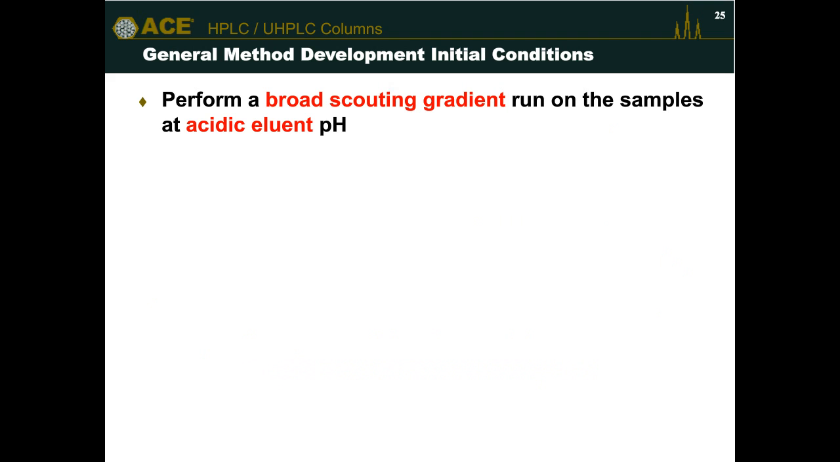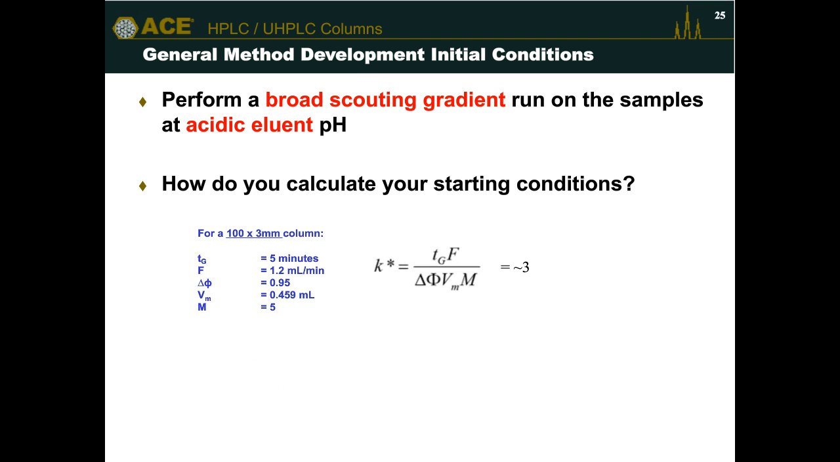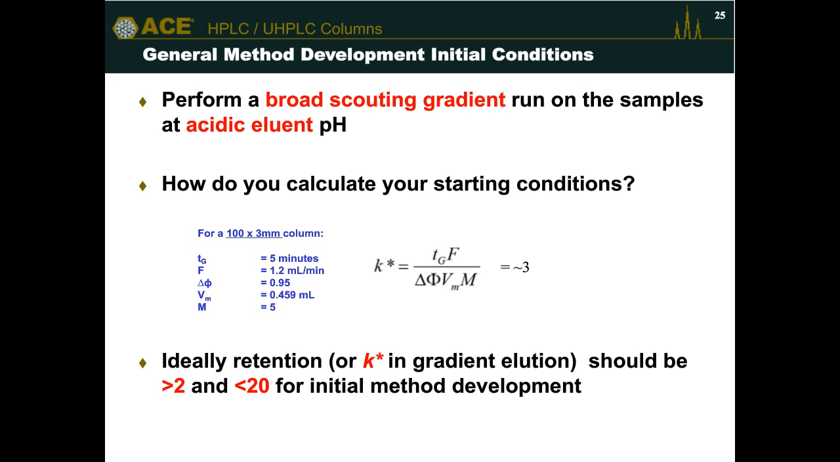Start at low pH, broad scouting gradient based on a k-star value of about 3. So our favorite column dimension is 100 by 3. And that's what we tend to use to give us a good idea, a good starting point when we're doing any method development.